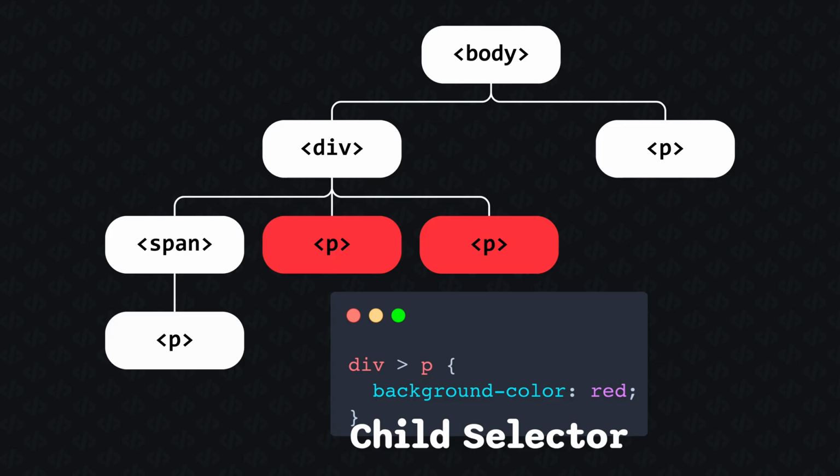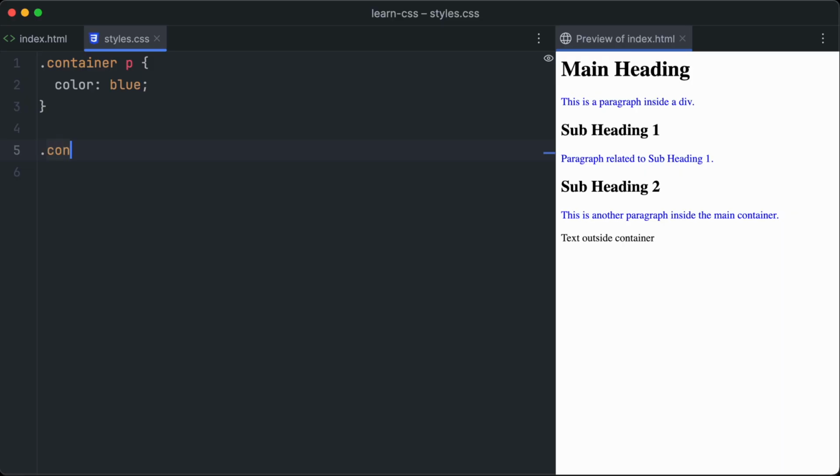The child selector is similar to the Descendant selector, but it only selects direct descendants. In other words, children of the parent element. Let's write a selector for all h2 headings, which are children of the container element. To create a child selector, we have to use the greater than sign. So we write .container > h2. Take a look at the browser and you will see that all the h2 headings are green now.